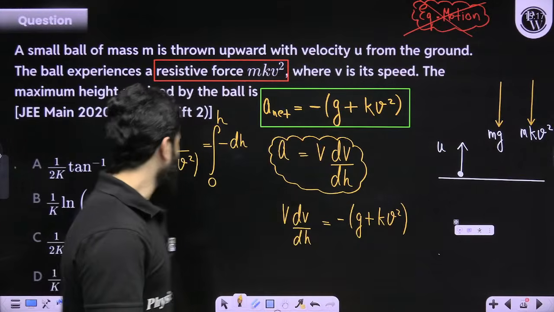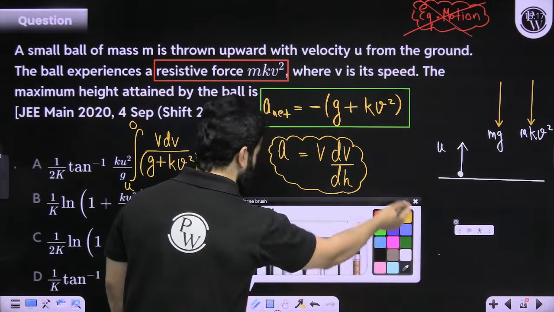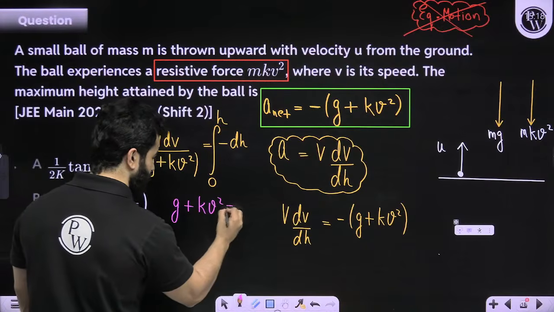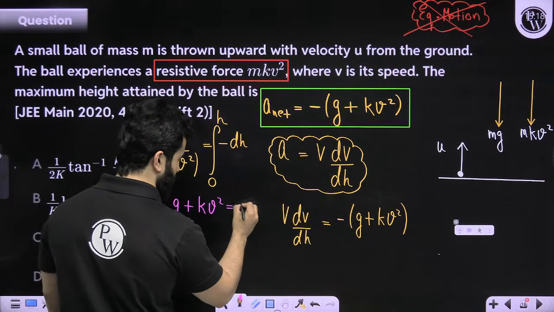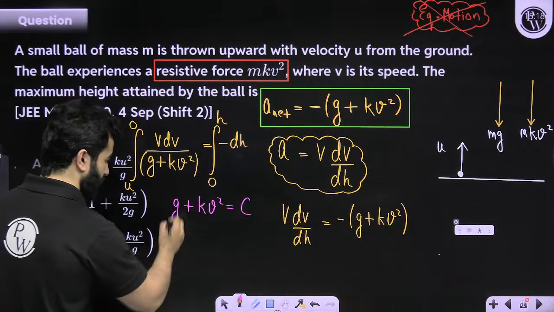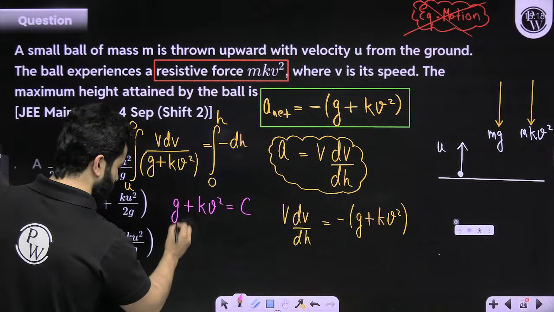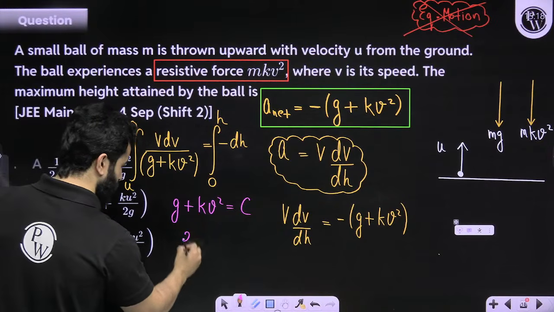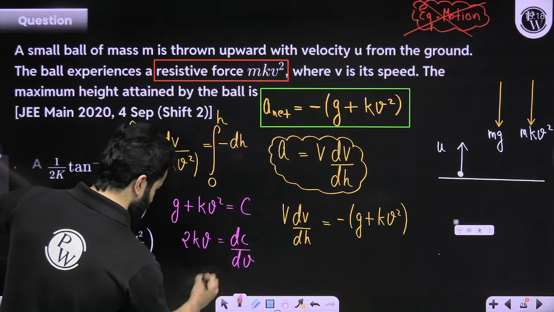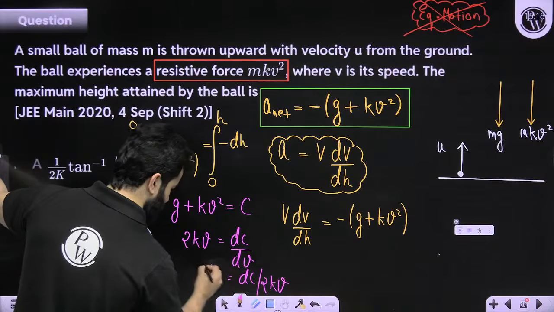Any doubt till here? After this, you can assume g plus kv square to be some constant. If you remember how to solve these types of problems, then that's best. But if not, then you can assume it to be some constant. Let's use it as some constant c, and let's differentiate it with respect to v. If you differentiate it, this will become 0, this will become 2kv, and this will become dc by dv. So dv will be equal to dc divided by 2kv.